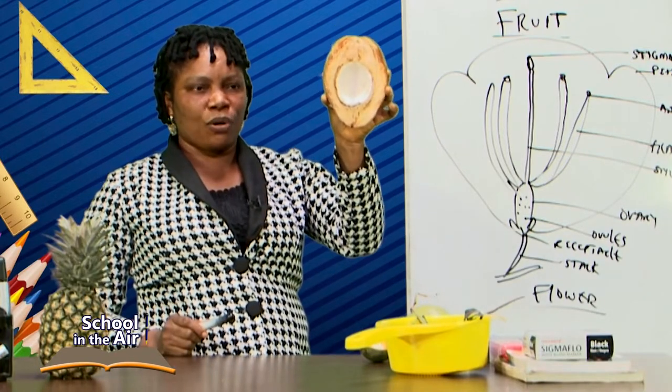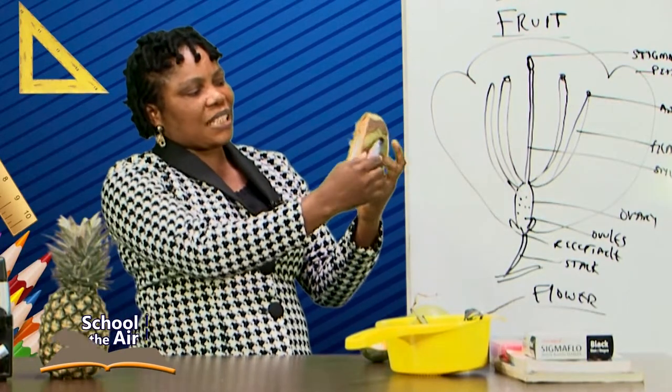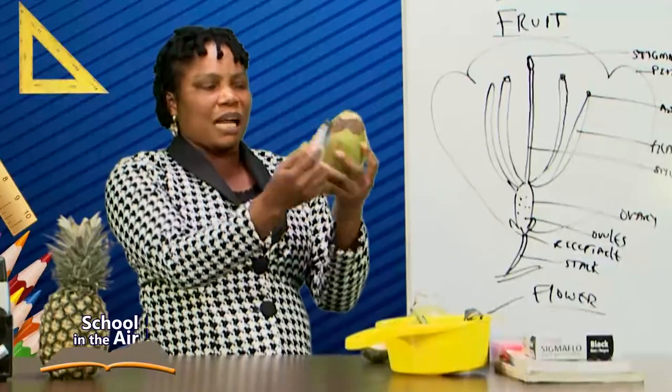This is a coconut fruit that has been opened up. It's made up of three layers. We have the first layer, which is the one we see when we are looking at the fruit. The green part is called the epicarp, the outer layer. We have a middle mesocarp, which is this fibrous part of the coconut. And then we have an inner endocarp.